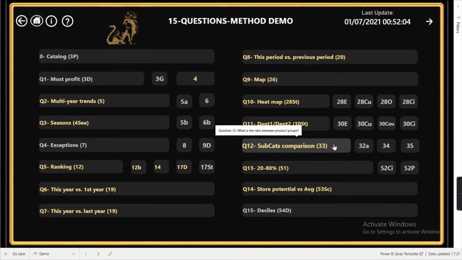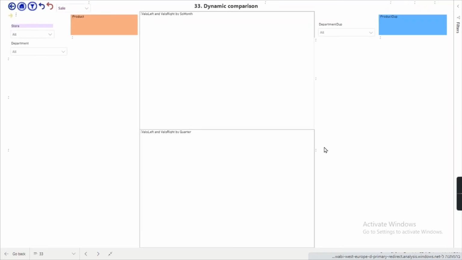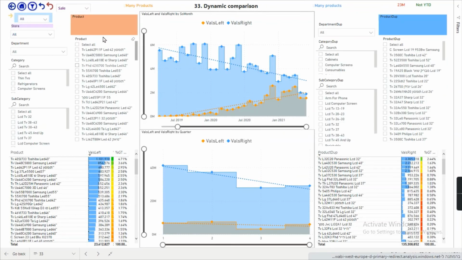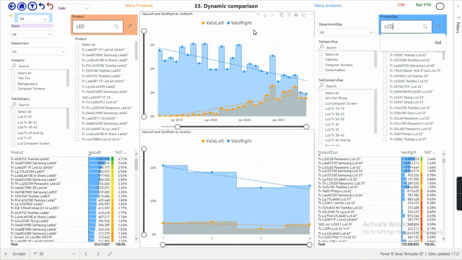Question 12. What is the ratio between product groups? Page 33. We are comparing here LED to LCD, and we see that LCD in blue is going down over the years, and LED is replacing it slowly, except that there is a fall in the last two months.